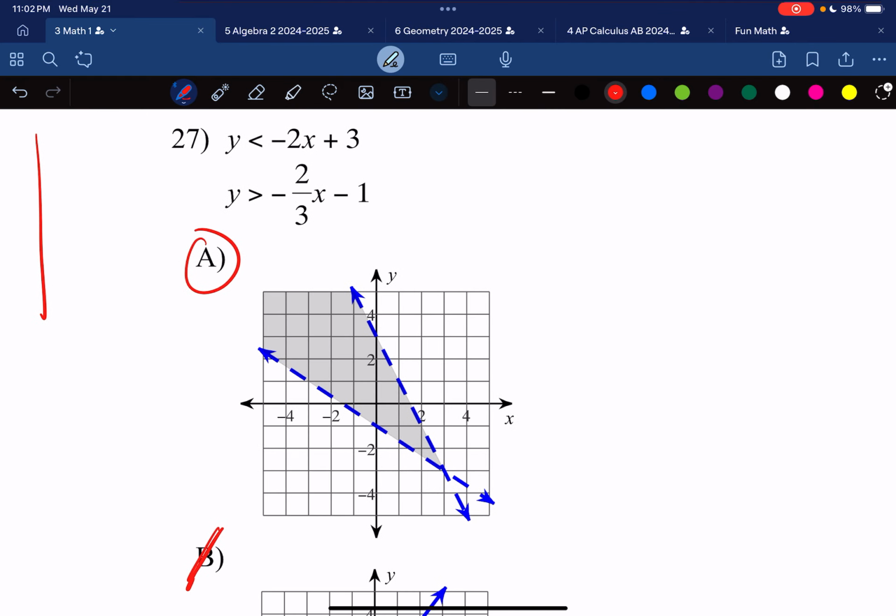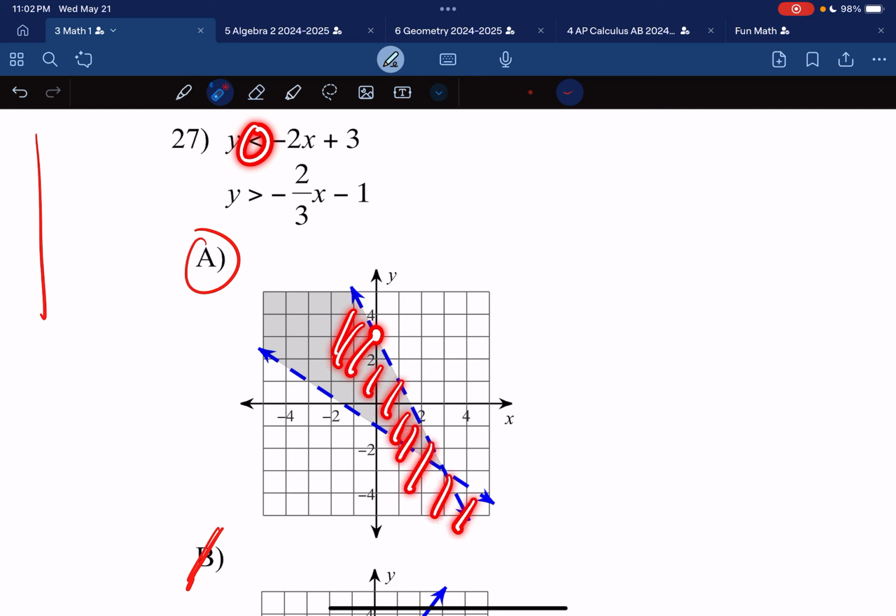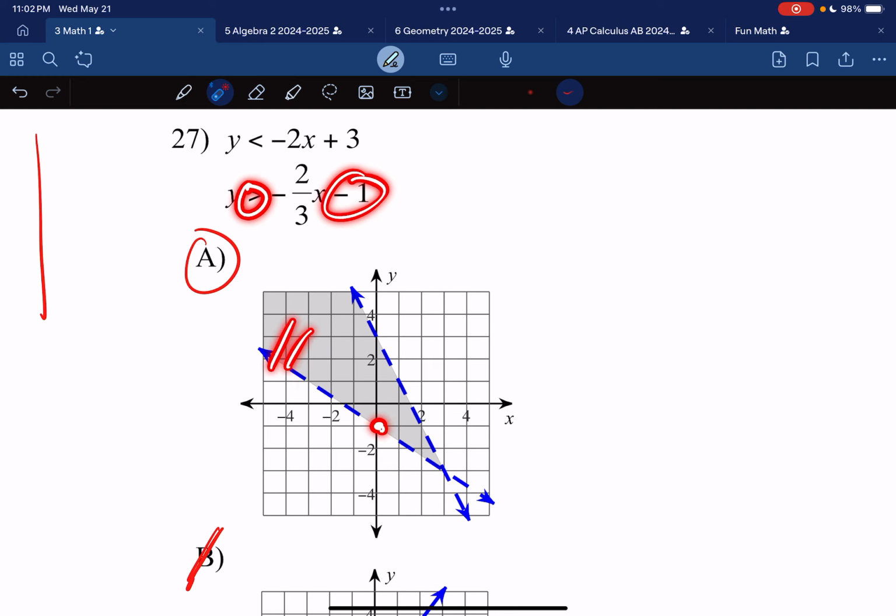I didn't even have to think about the fact that these both have to be dashed lines because there's no equal to. I didn't even have to think about shading in terms of what goes up, what goes down. I'm just noticing that the y-intercept of 3 goes down because it's a less than, so anything underneath here is shaded. And the one that has a y-intercept of -1 has to be greater than, it has to be shaded up above there. So yes, indeed, the shading is correct.